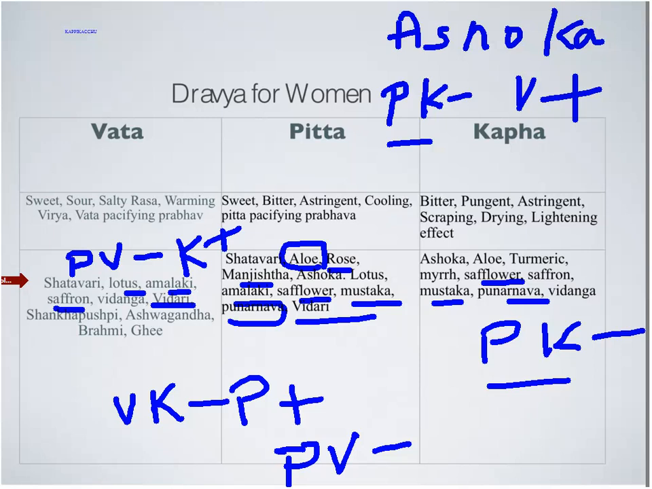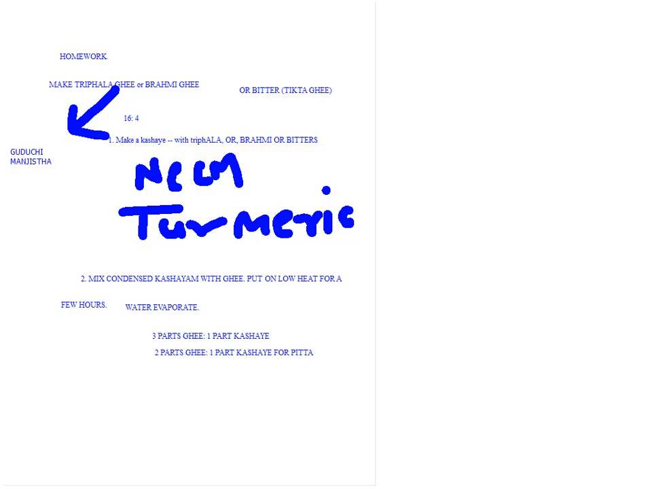So I'm going to put this presentation up in the Dravya module. And this is your homework. Make a ghee, either Triphala ghee or Brahmi ghee or bitter ghee. You can use neem or turmeric for bitter ghee. For Brahmi ghee, just Brahmi and ghee. For Triphala ghee, you can use just Triphala and ghee or Triphala, Guduchi and Manjishta.